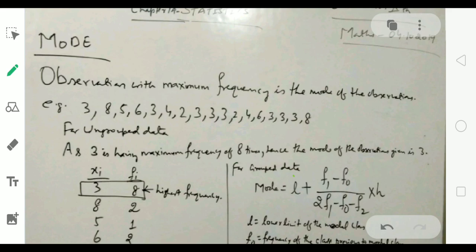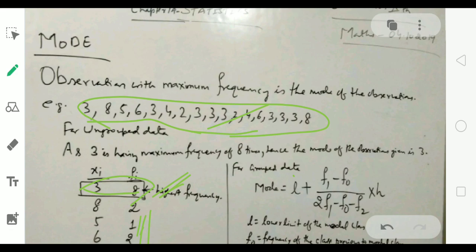Here is an example of ungrouped data: 3, 8, 5, 6, 3. In this we find that 3 is repeated several times, 8 times. The remaining observations are also repeated, but 3 is repeated 8 times. Hence 3 will be the mode of this particular ungrouped data.